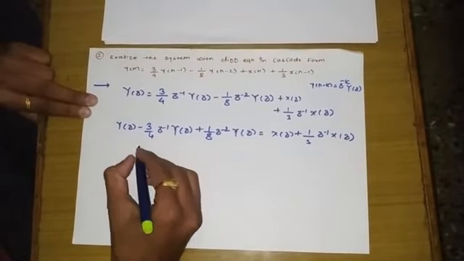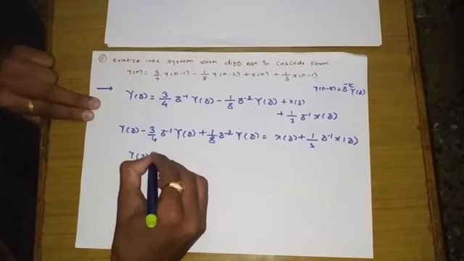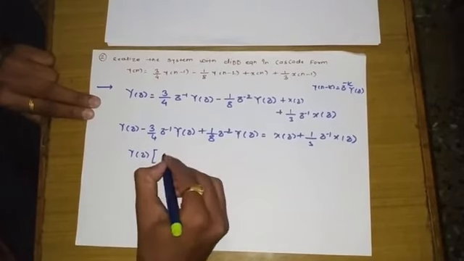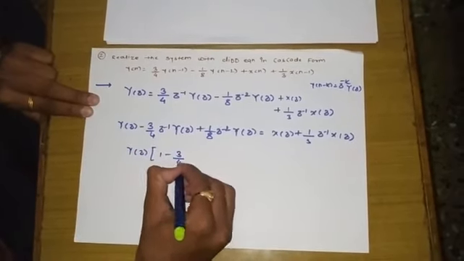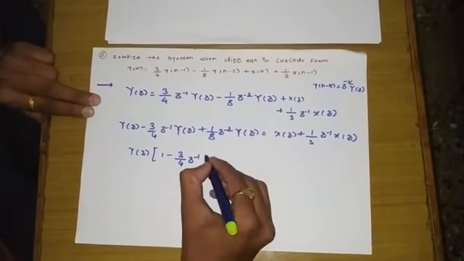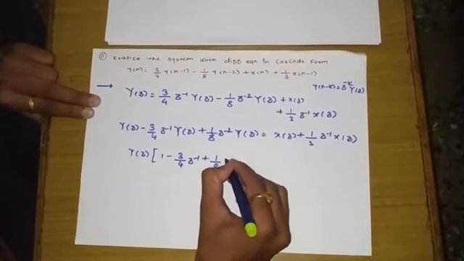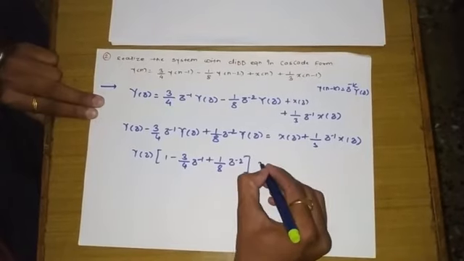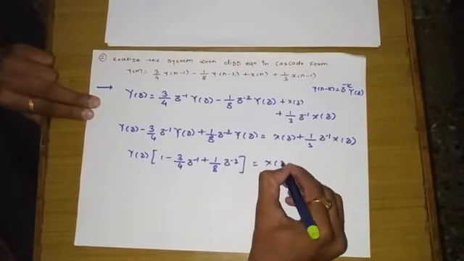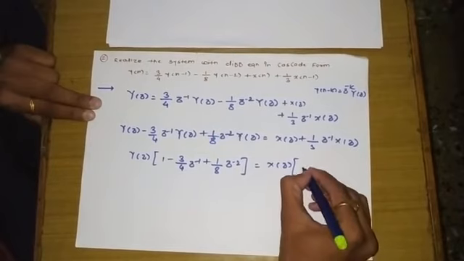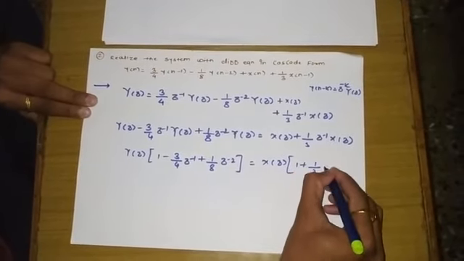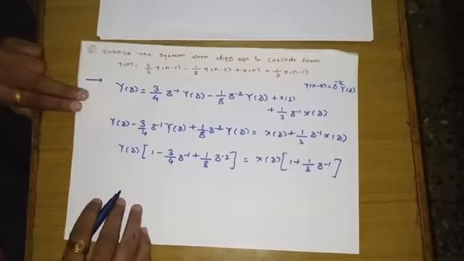Now we'll collect all y of z terms. That means I'm taking common from that. So we'll get 1 minus 3 by 4 plus 1 upon 8 z raised to minus 2 is equal to, if I take x of z as common, we'll get this term as 1 plus 1 by 3 z inverse.